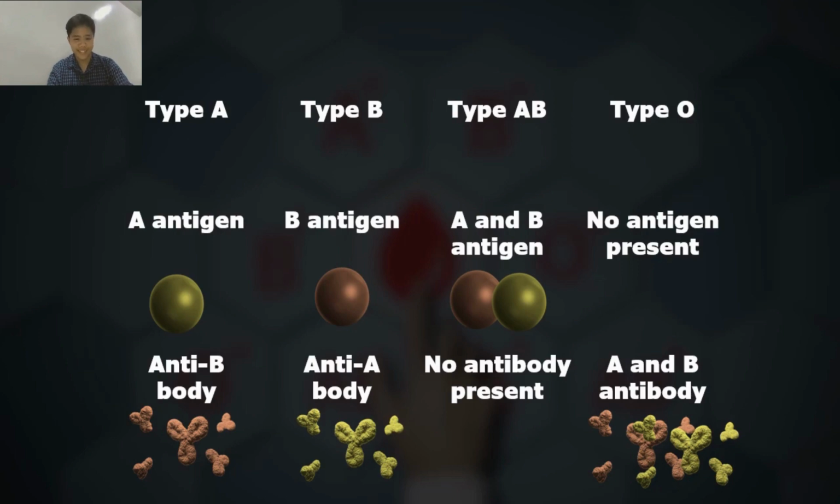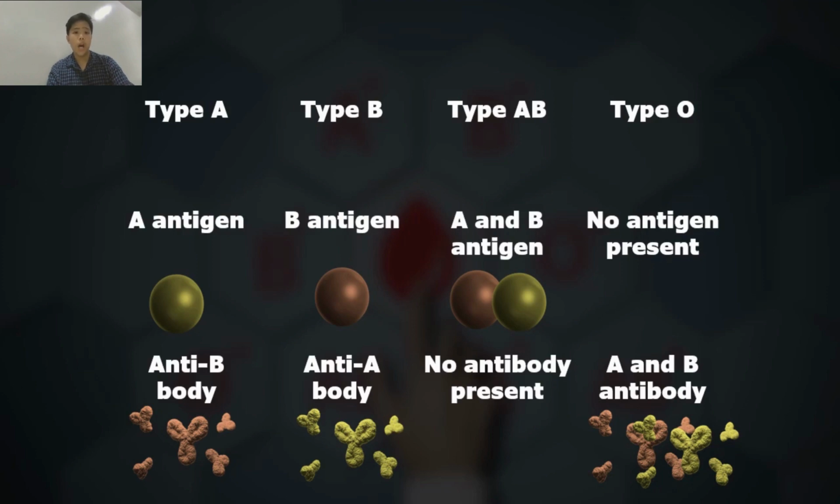No. And to let you know, the type AB is the greediest among the four, since it has both antigens and no antibodies. This means that it can receive any blood, but it cannot give blood. The opposite of this is the type O, because it has no antigen, but has both A and B antibodies. This means that the O is a universal donor, but can only receive blood from another type O.